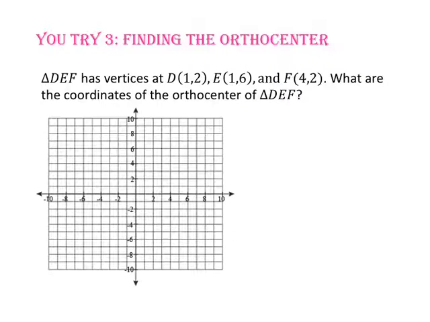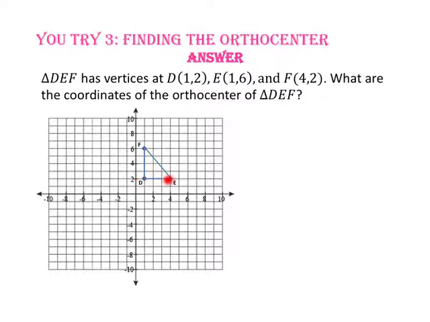Pause the video and do Try number 3. Triangle DEF has vertices at D (1, 2), E (1, 6), and F (4, 2). What are the coordinates of the orthocenter of triangle DEF? Let's start by plotting the 3 points and making our triangle.